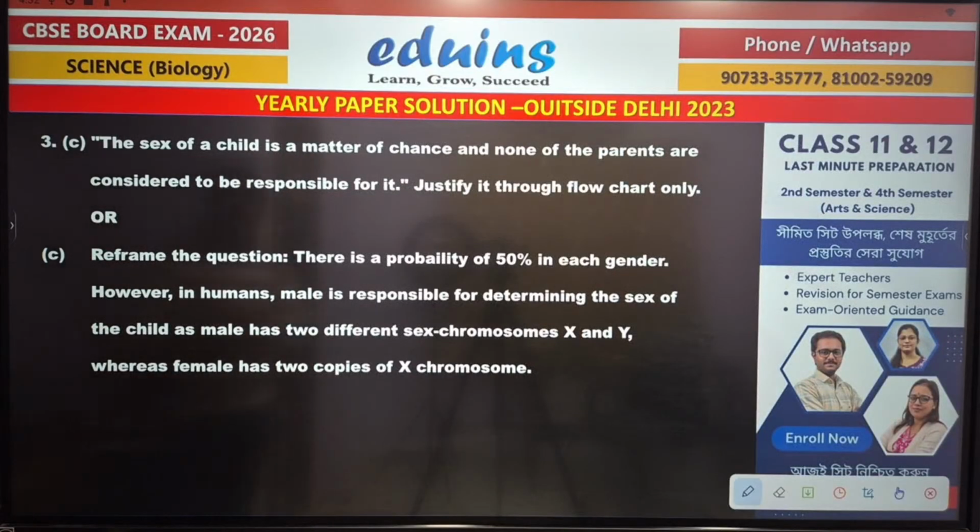Okay, the sex of a child is a matter of chance, and none of the parents are considered to be responsible for it. Justify it through a flow chart only.